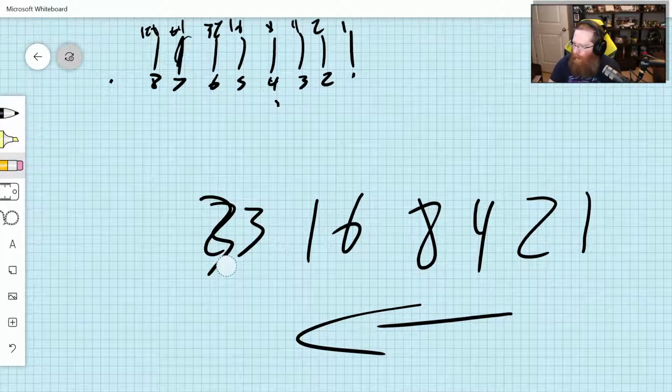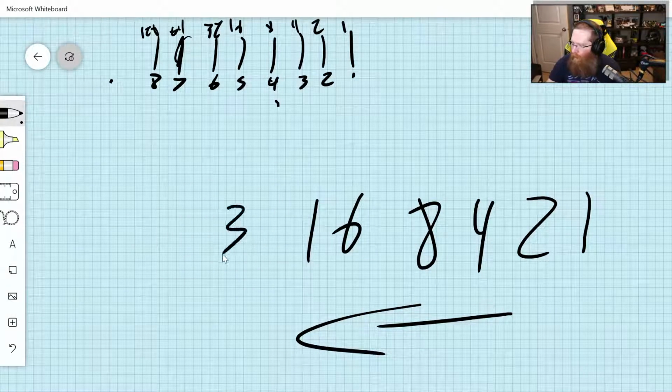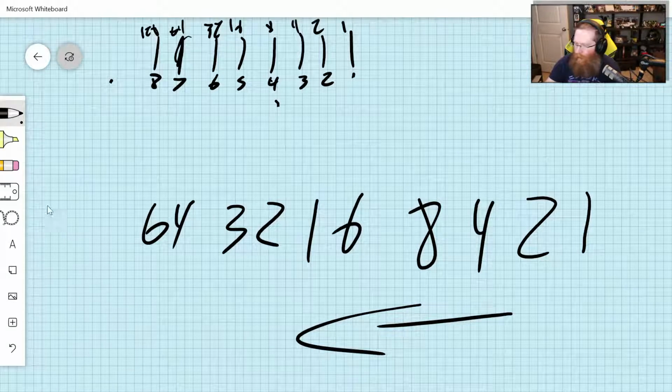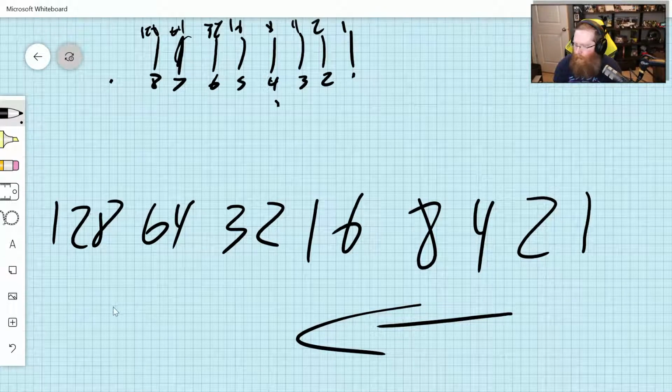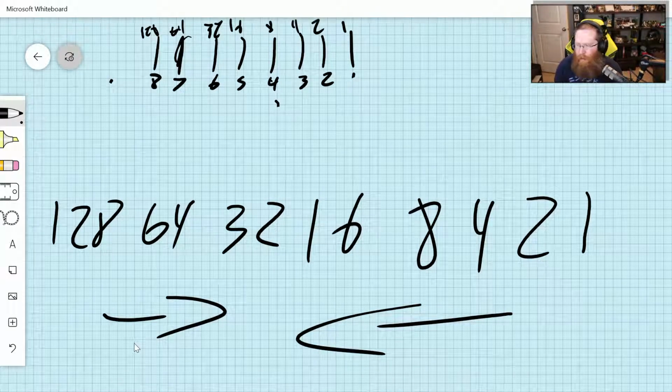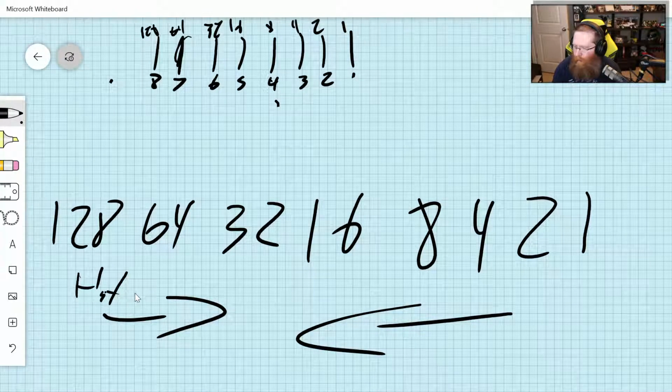Sorry, my dyslexia hit me there for a second. 32, 64, 128. Now, but if I think about this going the other direction, I'm halving it. So 128, 64 is half of 128, 32 is half of 64, 16 is half of 32, and so on. So this is halving. This is doubling.